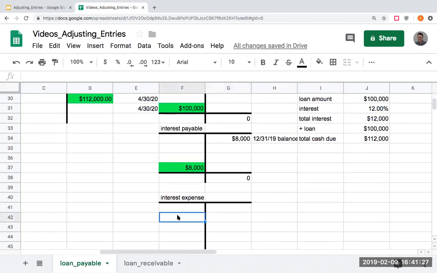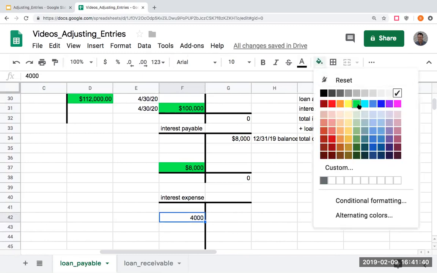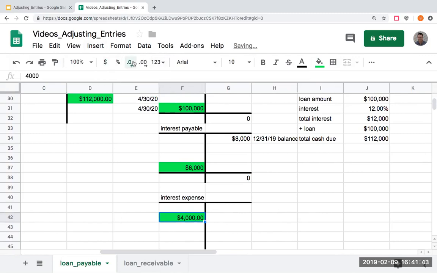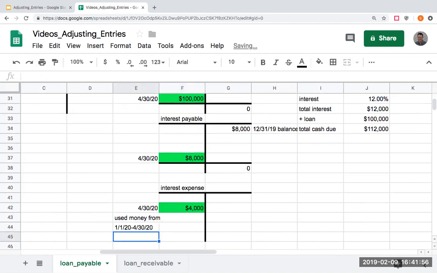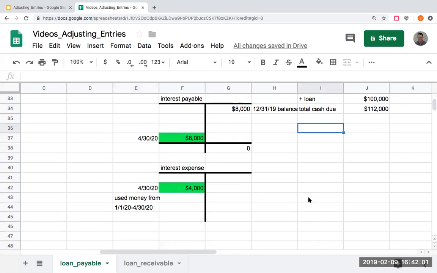Now here, I could just say, well, I have total debits of $108,000. I have total credits of $112,000. So my interest expense here should be $4,000. And this will be showing essentially over here that I used the money from 1/1/20 to 4/30/20. So what I'm going to do here is I'm going to then say, well, is this amount of interest expense correct?